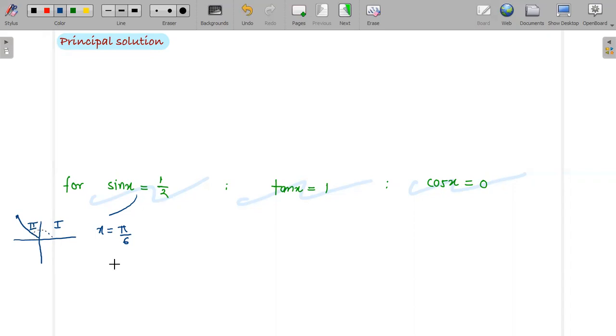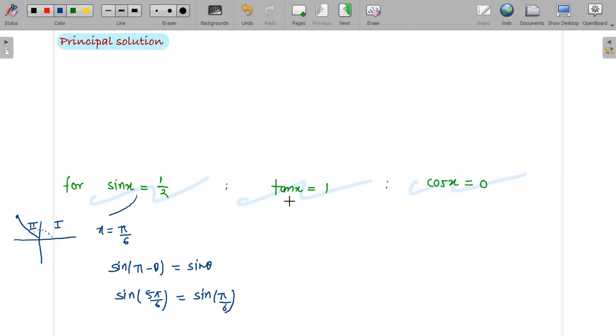As we know the reduction formula, the value of sin(pi minus theta) is equal to sin theta. Once you substitute theta equals pi by 6 there, you end up getting another solution: sin 5 pi by 6 gives the same value as sin pi by 6. So we have two principal solutions for sin x equals 1/2.